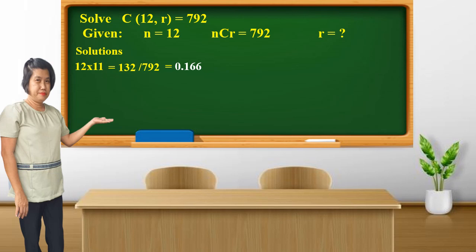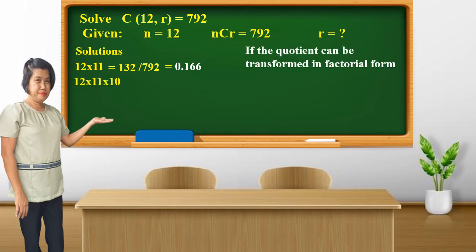0.166. Since the value of the quotient cannot be transformed to its factorial form, we will continue multiplying the next consecutive lower value, and that is 12 times 11 times 10, which is equal to 1,320, divided by 792, and that is equal to 1.666. The value of the quotient cannot be transformed to its factorial form, so we will continue, and that is 12 times 11 times 10 times 9, which is equal to 11,880, divided by 792, and that is equal to 15.